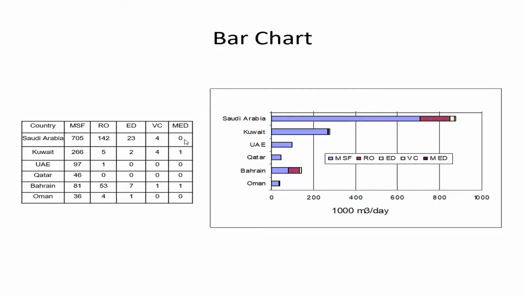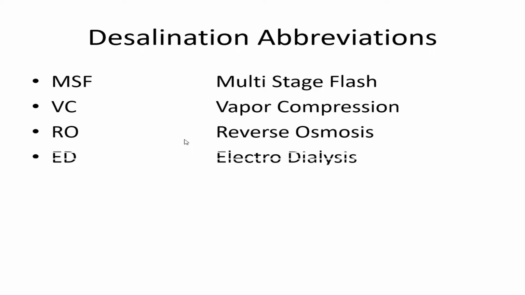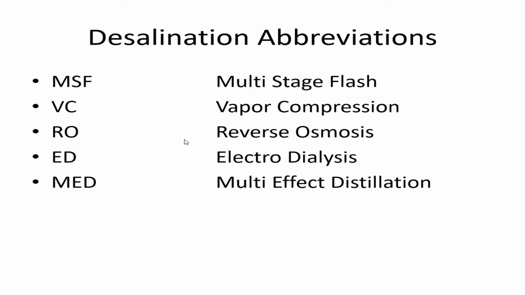all this are on the Red Sea and the Arabian Gulf. To know the meaning of these abbreviations, I made a special slide for desalination abbreviations, where MSF means multi-stage flash, VC vapor compression, RO reverse osmosis, ED is electrodialysis, MED is multi-effect desalination.